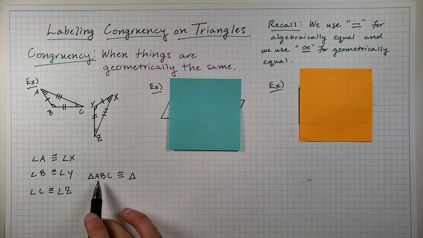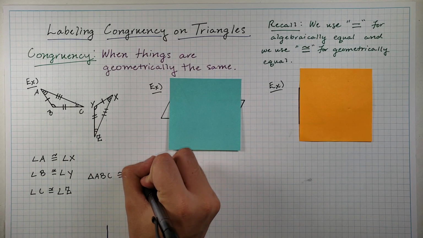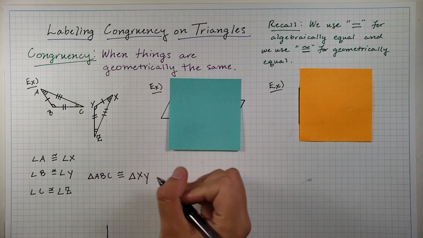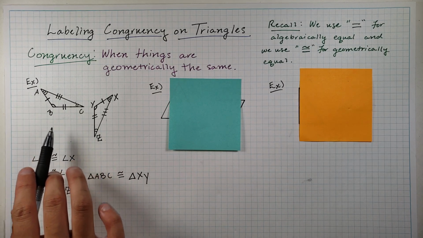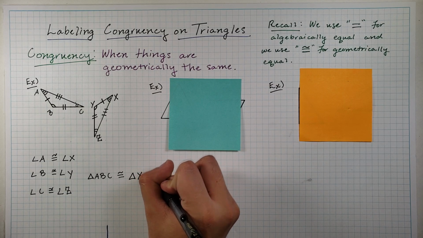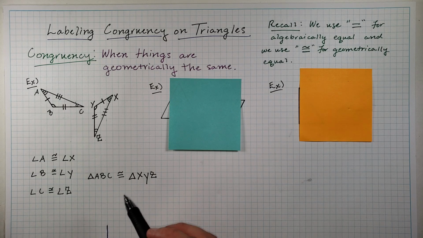Since we started with the A here, we're going to start with the X. And then we followed with the B, so we're going to follow here with Y. And then since we did this one C, we're going to finish with Z. So this is how you would write triangle ABC is congruent to triangle XYZ.